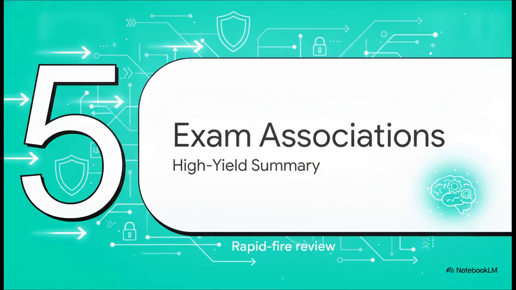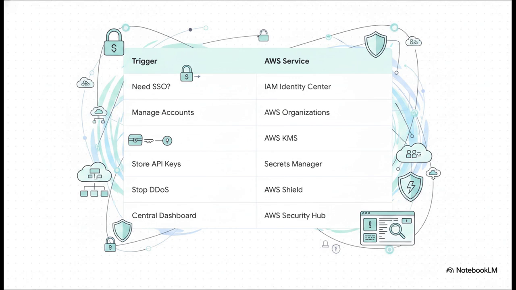And finally, Section 5, High-Yield Exam Associations. All right, take a breath and get ready, because this is the climax of our explainer. We're going to do a rapid-fire review right now to completely lock in your exam readiness. Let's rapid-fire through these triggers.